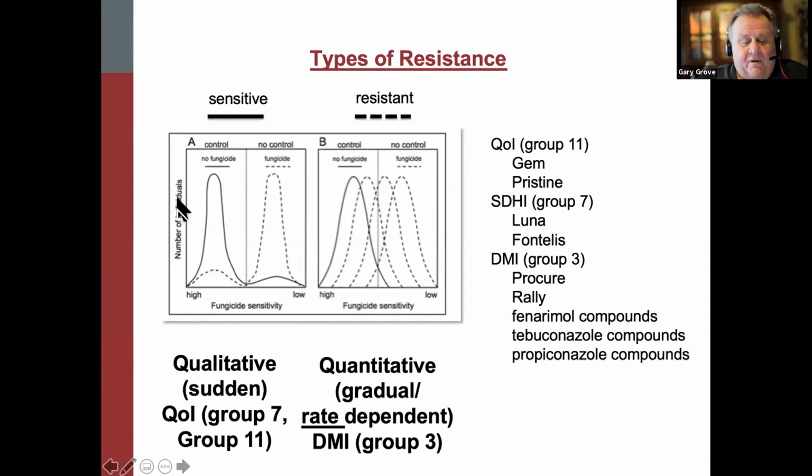So looking at this in terms of population, the number of colonies is on the vertical axis, and here the qualitative resistance is very, very sudden. This is the group 7s and group 11s. One spray time it works and works quite well, and then all of a sudden it collapses. It's just that the resistant individuals totally take over the population. With the quantitative, it's more gradual, a gradual shift from a predominantly sensitive to the compound population to a resistant to the compound population.